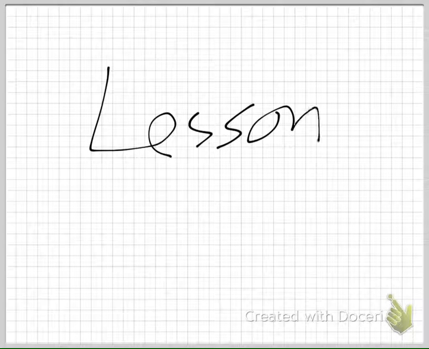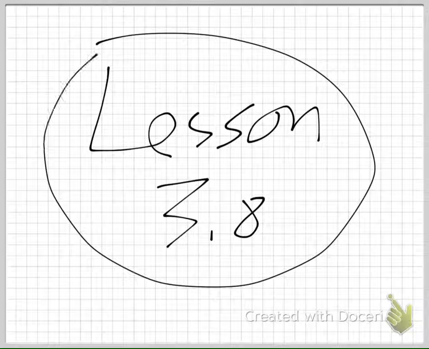Anyway, here we go. We're on lesson 3.8 in pre-algebra. Lesson 3.8, simplifying the problem. So here's the deal. Like I just said, each chapter has one lesson whose sole purpose is to give you a tool to help you solve story problems. This one is to make the problem simpler.